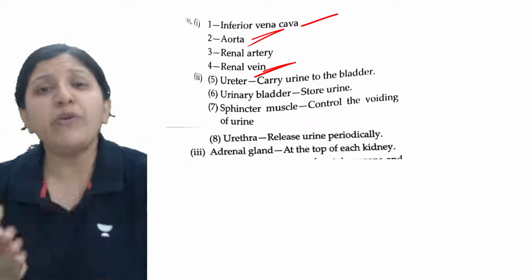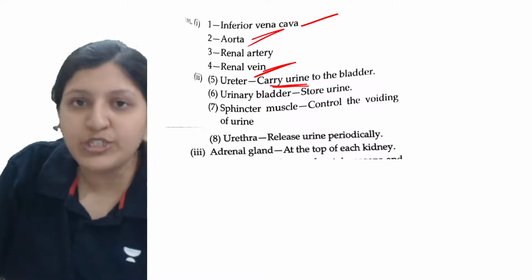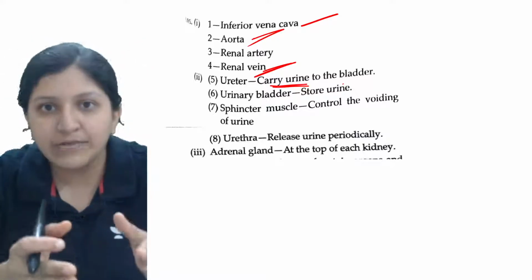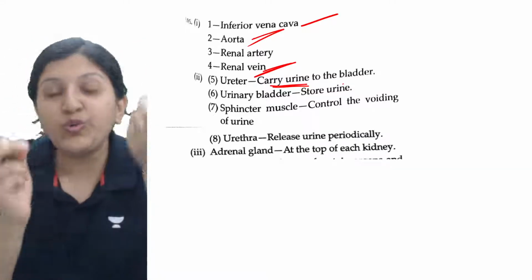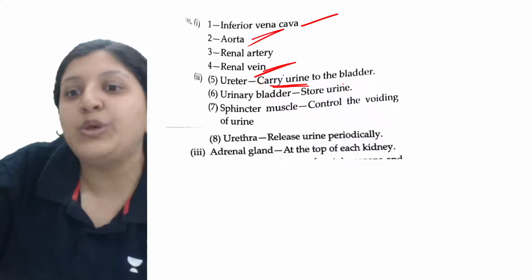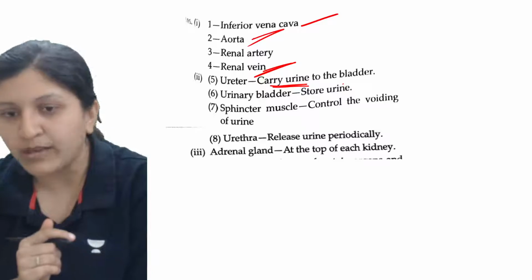Okay. So now when we mention the ureter, it is going to carry the urine to the bladder. So from kidney, the urine will be carried below, that is to the bladder, through a tube. The tube is nothing but the ureter. So basically the urine is carried from the kidney to the bladder. So that is done by the ureter.